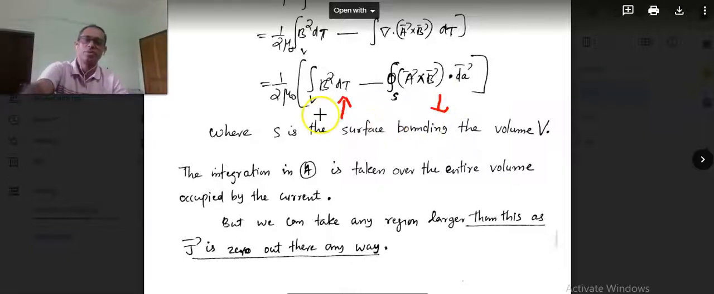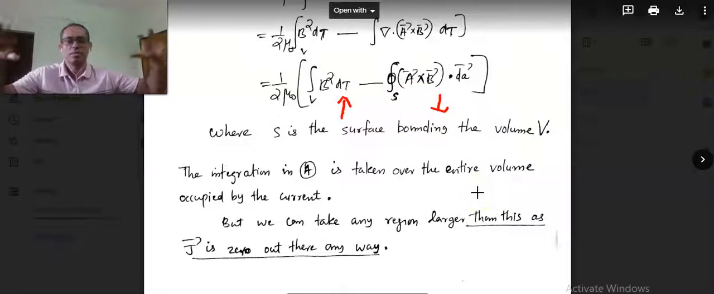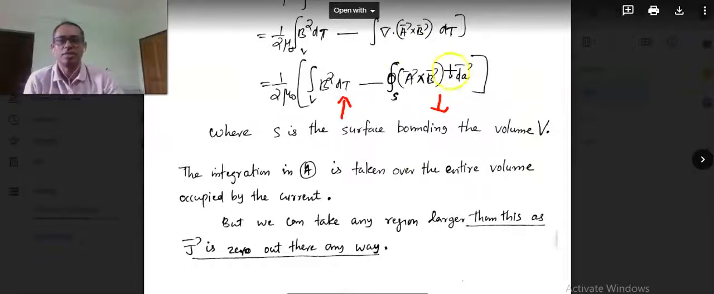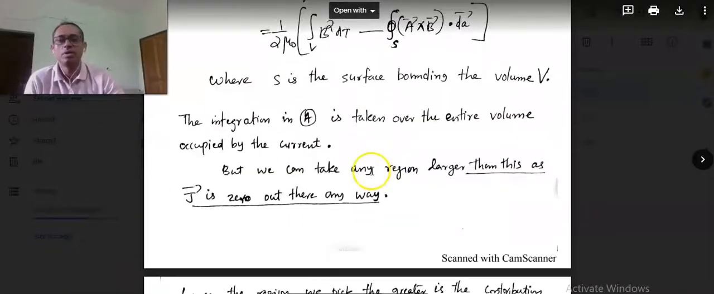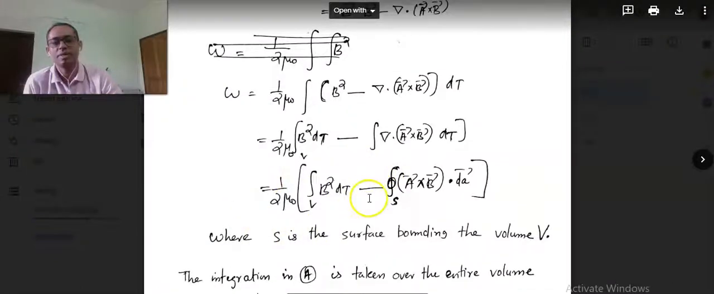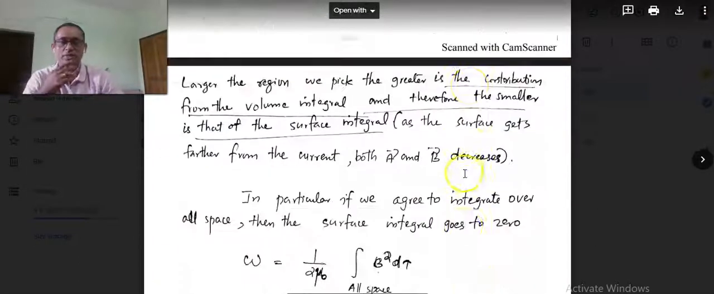Because here you are taking a volume integral over the entire volume, but here you are taking only the surface integral. So you take a larger volume, the surface recedes, goes farther away from the current. So there the vector potential and magnetic field will decrease. So this term will decrease. So what happens is you will have only this term remaining. This term will become 0 if you are taking all space.